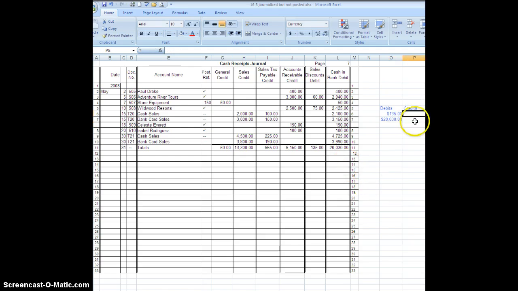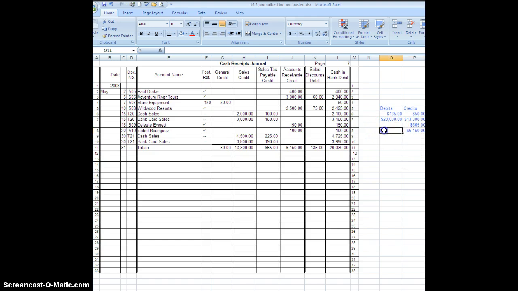Now we're going to go over the credits. Equals, click on the $50, enter. Equals, sales credit total, enter. Equals, sales tax payable credit, enter. And equals, accounts receivable credit, and enter. These two we already did, so we don't need to do those again.